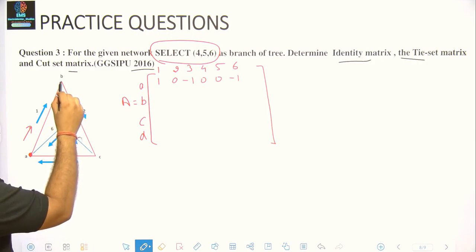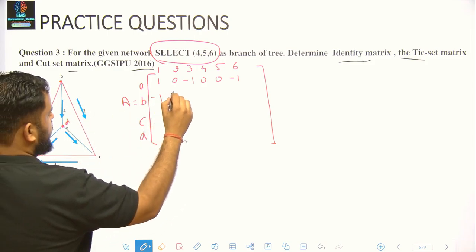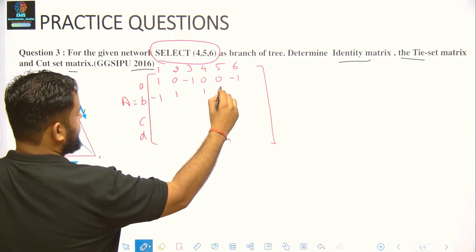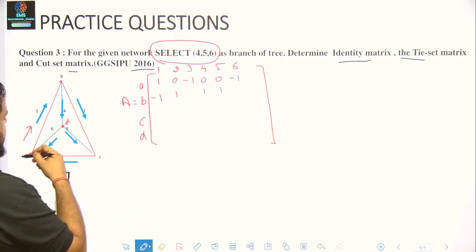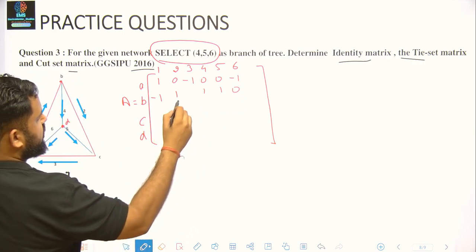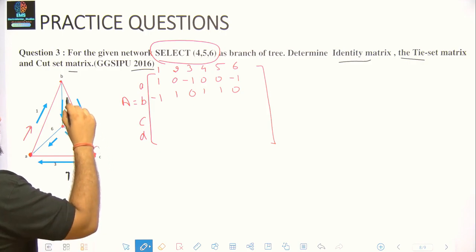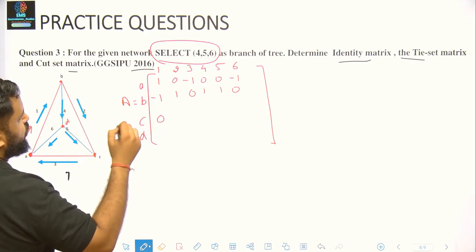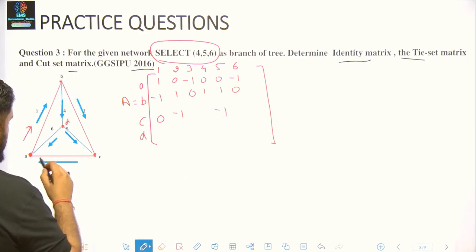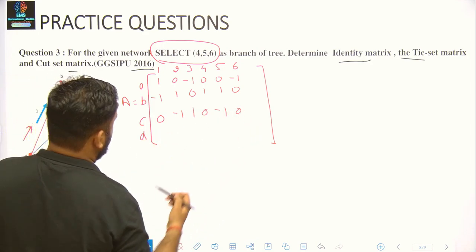Okay, at point B, 1 is incoming, so I'll just place that over there. 2 is outgoing, 4 is outgoing, 5 is outgoing, 6 is not associated with it, 3 is not associated with it. So at point C, 1 is not associated, 2 is incoming, 5 is incoming, 3 is outgoing, 4 has got no association, 6 has got no association.